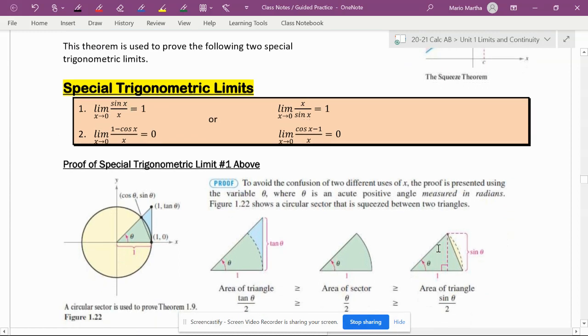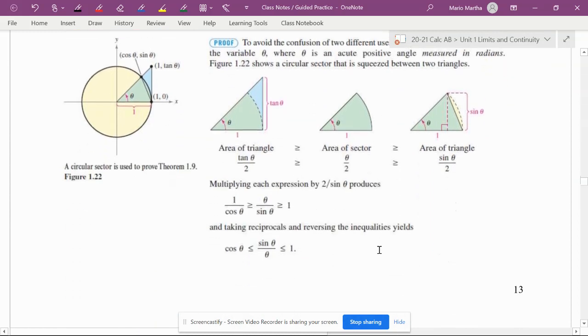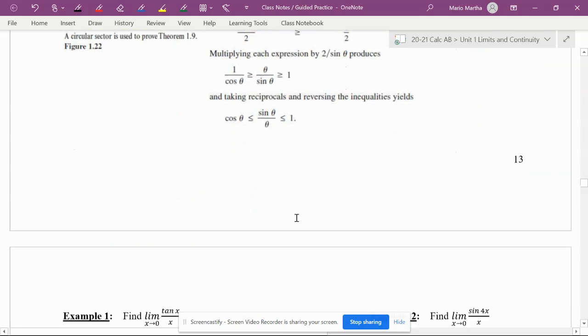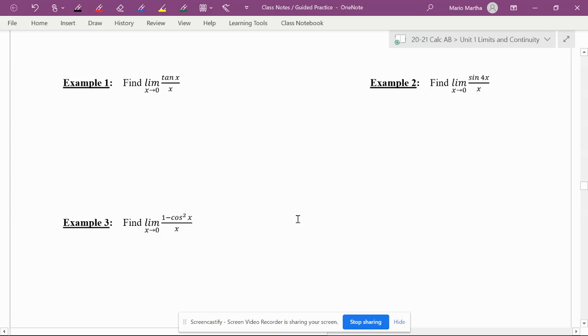Here is the proof of the special trig limit for number 1, the first part. You can go ahead and read it and see how they actually do it. You multiply and so forth. But what I want to show you is how we use that limit. The first example we have is the limit as x approaches 0 of tangent of x over x.